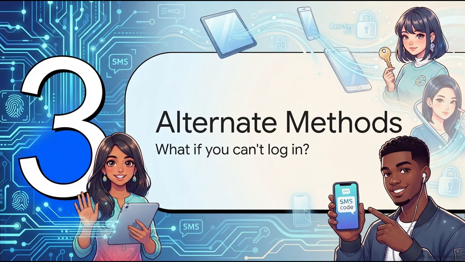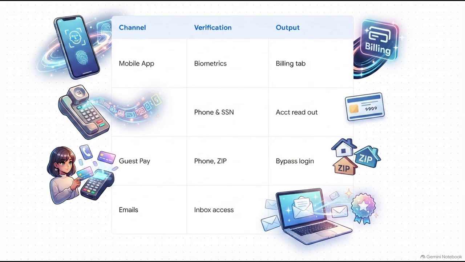Section 3, Alternate Digital Retrieval Methods. What if you can't log in? So what happens if the portal is a total no-go? We've got a fantastic fallback strategy for you right here. If you already have the mobile app, just use your Face ID or fingerprint and check the billing tab. No app? No problem. Call the automated phone lookup, punch in your phone number and the last 4 of your social security number, and it'll read the account number right back to you.